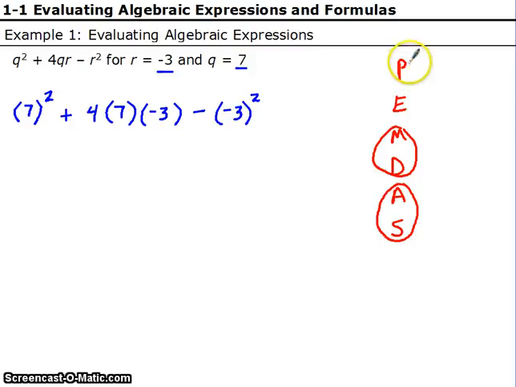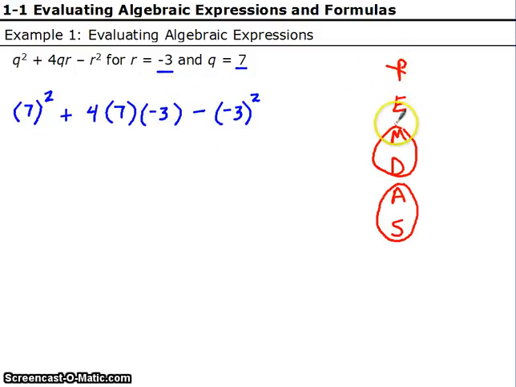All right, parentheses mean that you need to do anything inside the parentheses. But if there's nothing to do, like there's only a 7 inside this parentheses, so there's nothing to do, it's just a number. Okay, so we really have nothing to do for parentheses on this problem because there's only single numbers inside our parentheses. All right, so P's done.